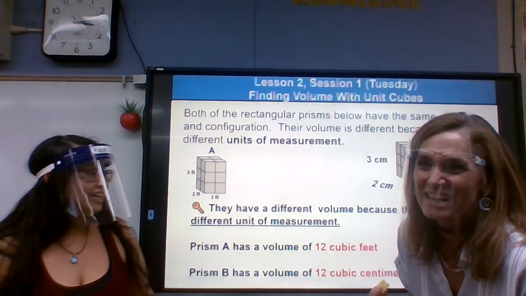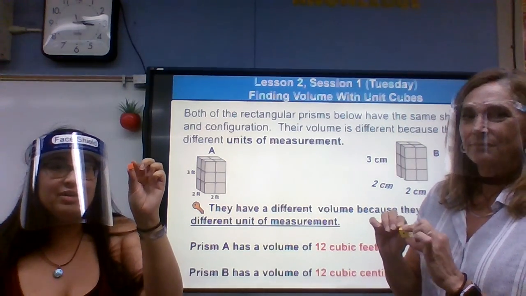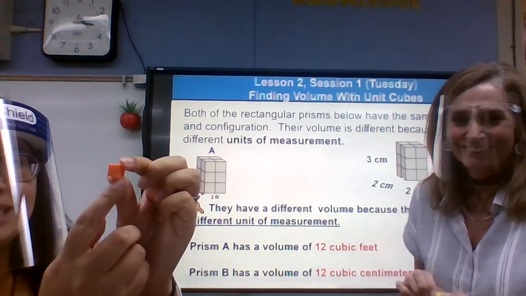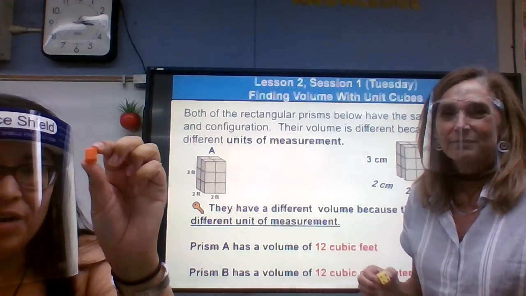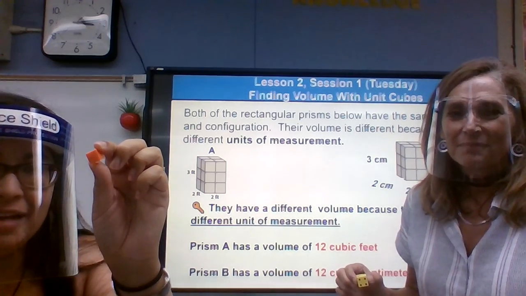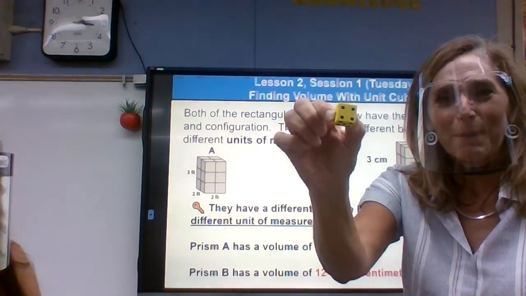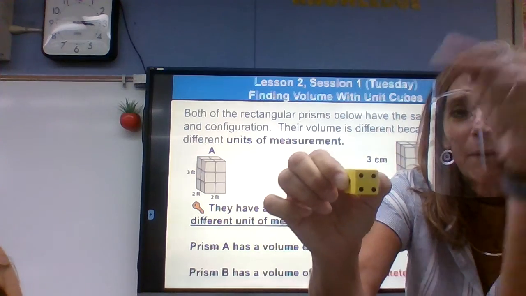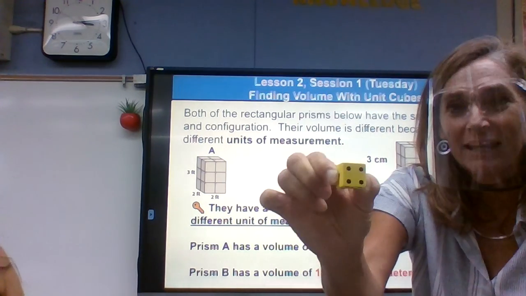So even though it's the same number, it's going to hold a different amount. Let's say I was measuring volume with centimeters. This little cube is 1 centimeter by 1 centimeter by 1 centimeter, and it only has 1 cubic centimeter volume. It's so tiny. Mine's a little bit bigger, and this is 1 inch by 1 inch by 1 inch. So this is 1 cubic inch.